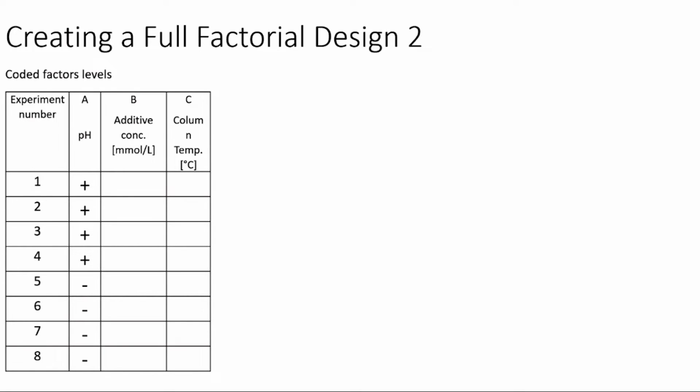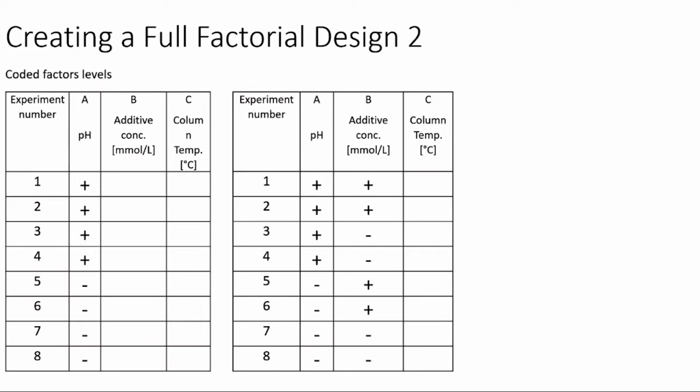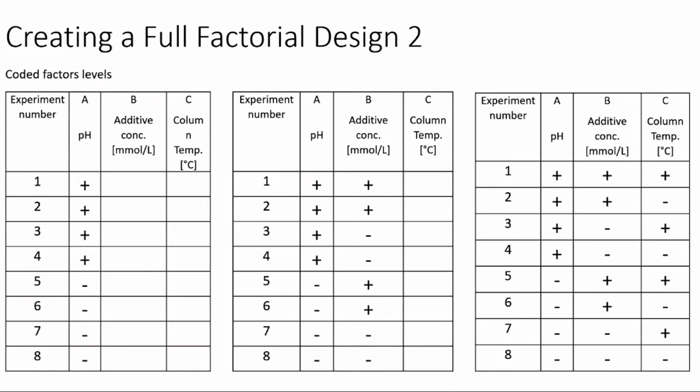So, now let's consider how such a table might look like. We see that we have our 8 experiments, and those levels are here in the coded manner, meaning that plus means level above the optimal value and minus represents a value below the optimal value. We start to fill this table now in a way that only one combination of plus and minus for every experiment is created in the following manner.